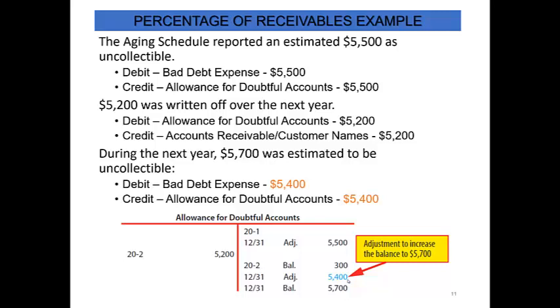So for year two, our estimate was $5,700, but our adjusting entry is going to be debit bad debt expense $5,400, credit allowance for doubtful accounts $5,400. So that's really the big difference between the sales method and the receivables method. With the sales method, you don't worry about what's in the allowance for doubtful accounts, you just stick the amount of your estimate in the journal entry. But with percentage of receivables, it's critical to know the amount in the allowance for doubtful accounts because you make your adjustment based on that balance.